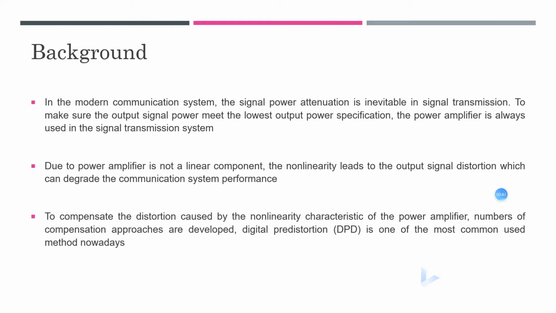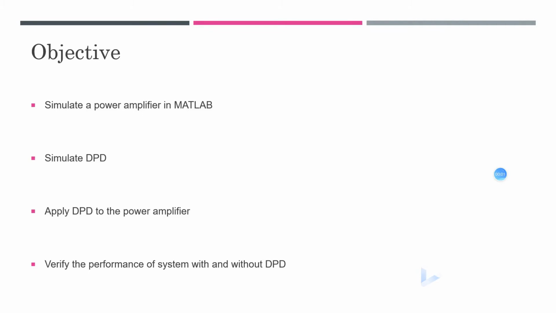To compensate the distortion caused by the non-linearity characteristic of the power amplifier, a number of compensation approaches have been developed. Digital predistortion is one of the most commonly used methods nowadays. The objective of this project is to simulate a power amplifier in MATLAB first, and then simulate DPD, apply DPD to the power amplifier, and at last verify the performance of the system with and without DPD.